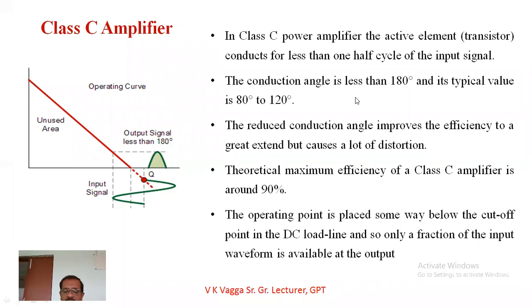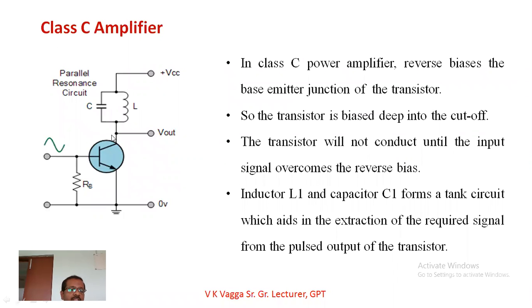And if you take the circuit diagram, this is the circuit diagram of the class C amplifier. It makes use of only one transistor, and a resistor is connected at the base. I am going to call this RB, and across the collector it is connected with one capacitor and one inductor in parallel combination.